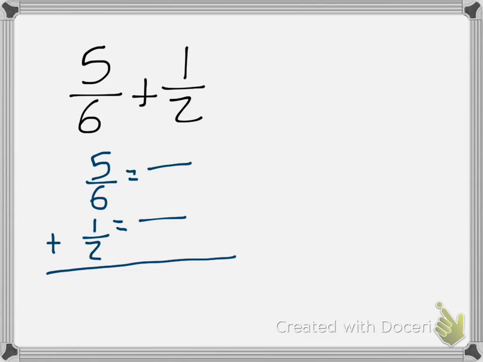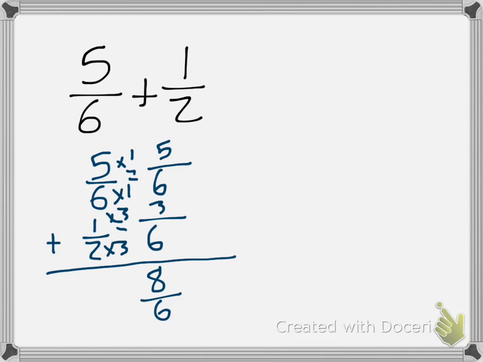You could multiply the 6 and the 2 together. Or you can know that 6 and 2 both actually go into 6. Right? So 6 could be our common denominator. Because 6 times 1 is 6, and 2 times 3 is 6. So I multiply the top by 1, that gives me 5. I multiply the bottom by 3, that gives me 3. Addition problem, 5 plus 3 is going to give me 8/6.